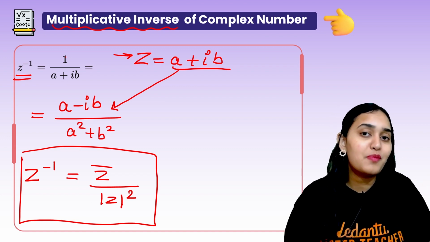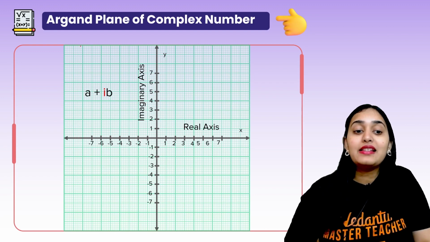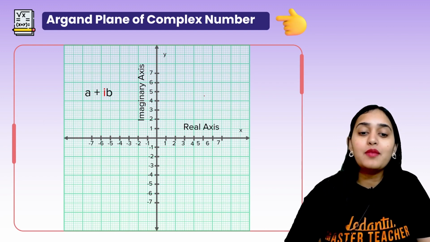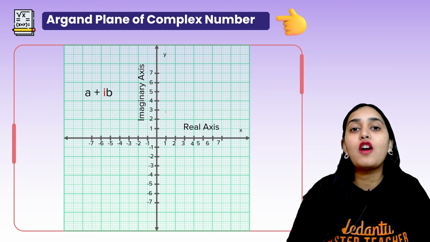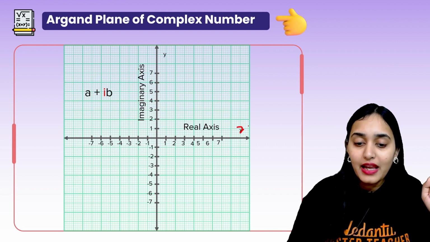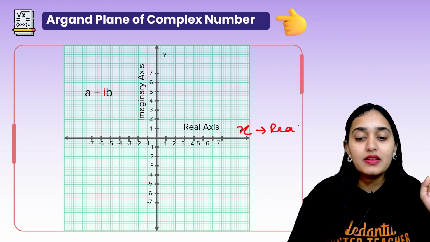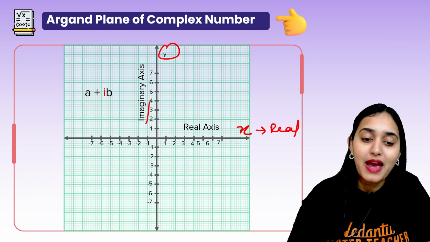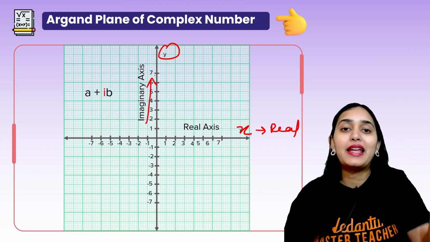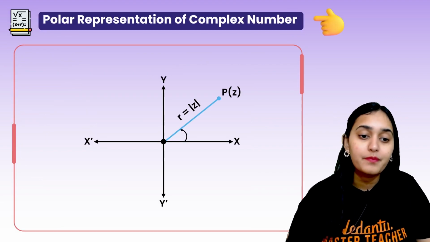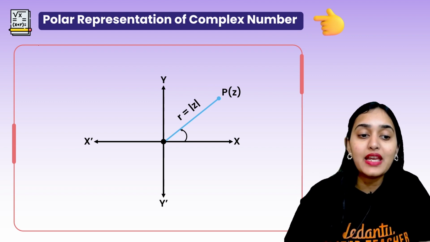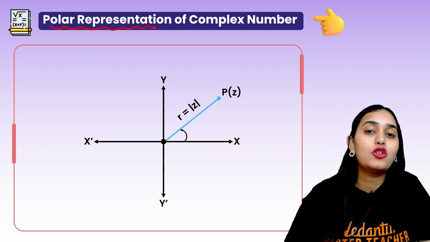It is very important. Next is the Argand plane. Now, what is an Argand plane? A plane that consists of complex numbers. If your x-axis is real numbers and your y-axis is imaginary numbers, then that plane becomes the Argand plane. Okay. Now, in the Argand plane, we have the polar representation of a complex number.